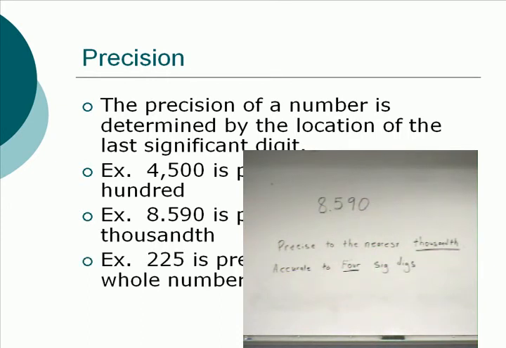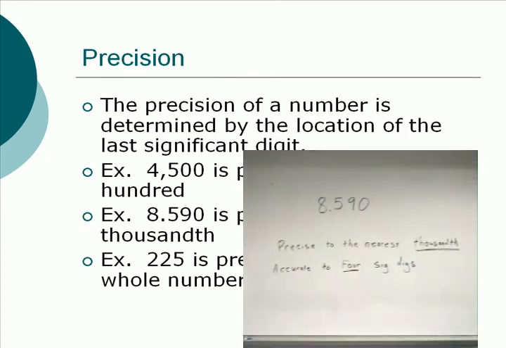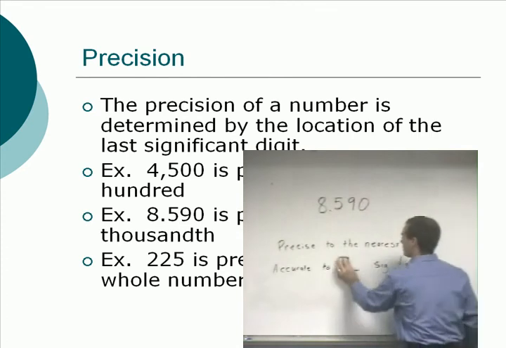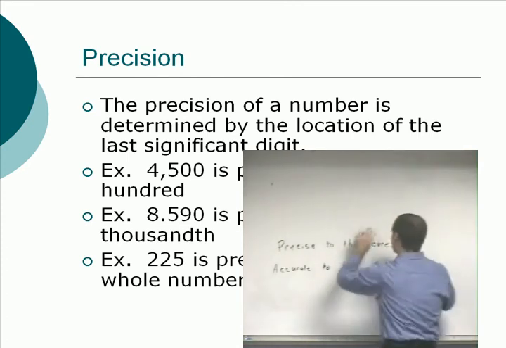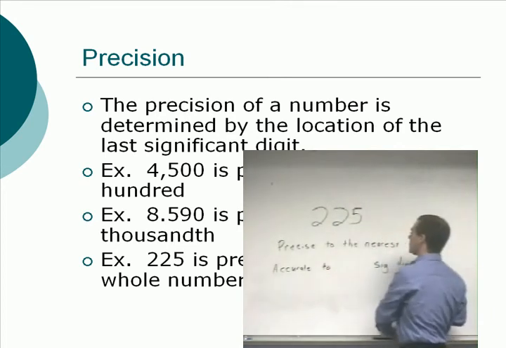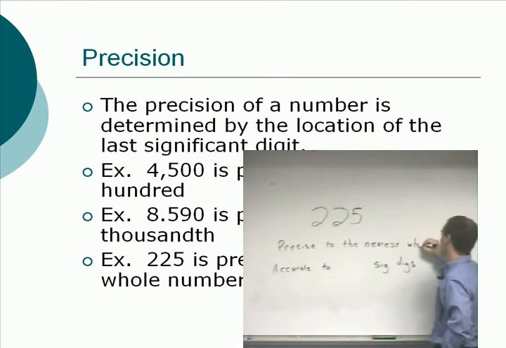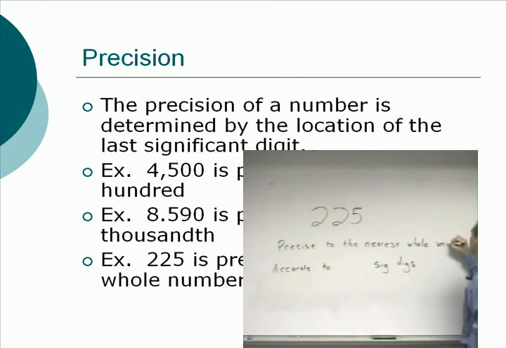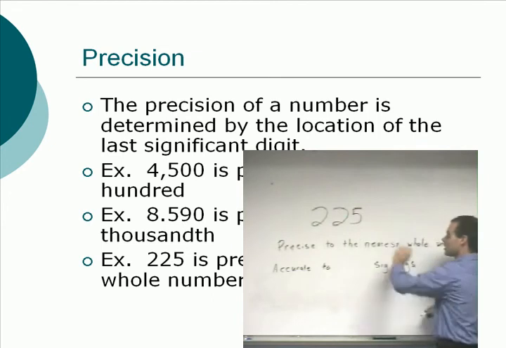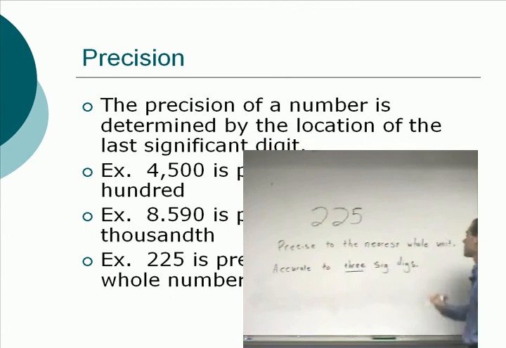The number 225 is precise to the nearest whole number or to the nearest whole unit. Because the last significant digit occurs in the ones place. It is accurate to, that's right, 3 significant digits.